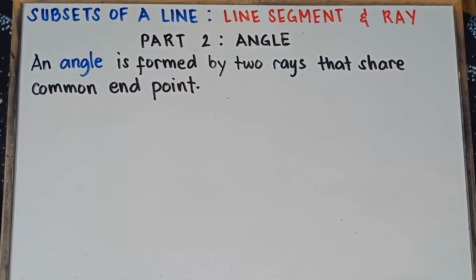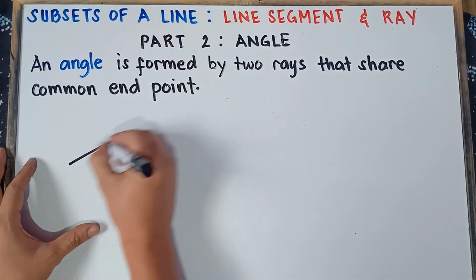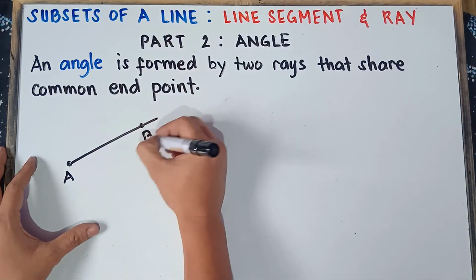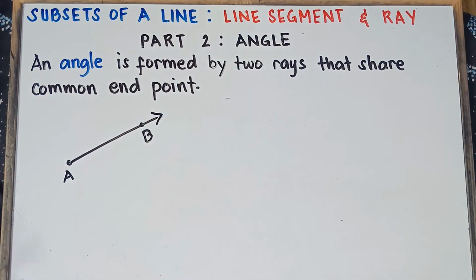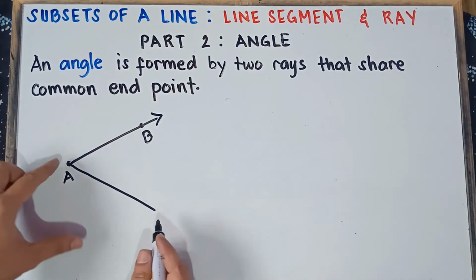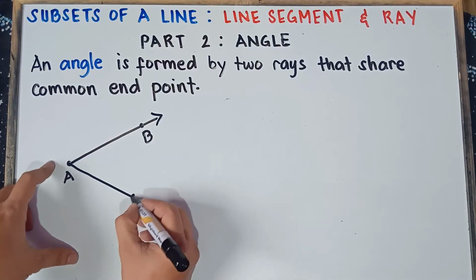Now let's talk about an angle. What is an angle? An angle is formed by 2 rays that share a common endpoint. Let's have an example, class. If we have ray AB, this is A, and then this is B. So we have ray AB, and then we draw another ray in which they share a common endpoint. That would be point A. And then we label this one as ray AC.